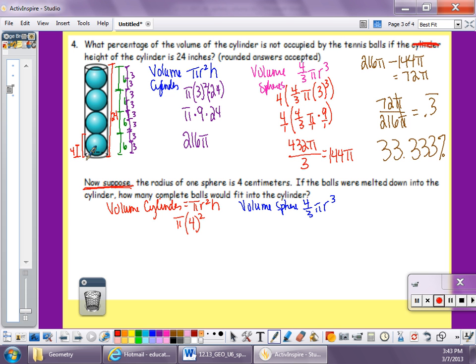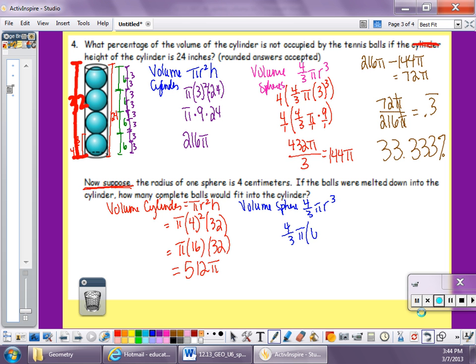But if I go over here and my radius is 4, that means that the diameter from here to here is 8. So therefore, if the diameter is 8 and I have 4 of them, I know that my height is 32. So I'm going to go ahead and put in 32 right here. So when I multiply, this gives me pi times 16 times 32, which then gives me 512 pi.